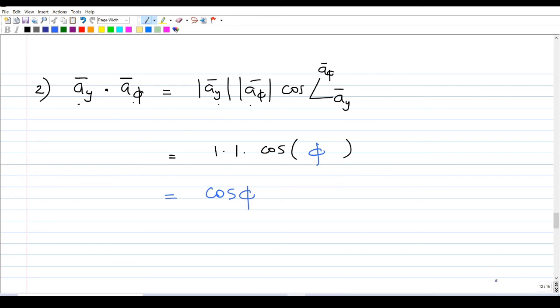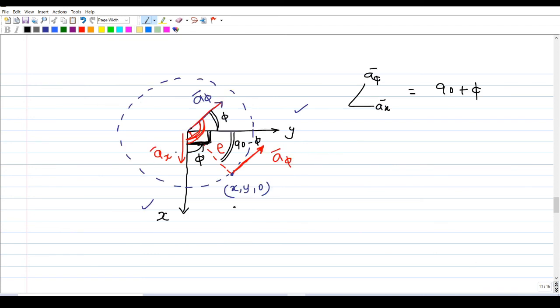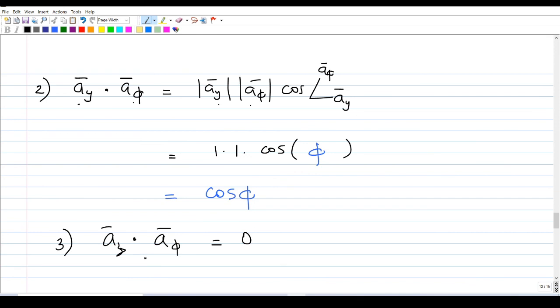Now the third dot product is AZ dot A phi. What will be that? That is clearly 0 because A phi is lying in the XY plane and AZ is normal to this paper. So angle between A phi and AZ will be 90 degree. So the dot product will be 0. AZ and A phi are normal to each other. So dot product is 0.